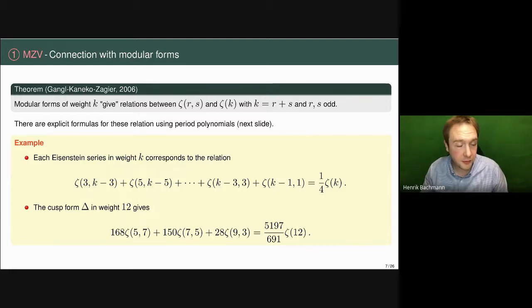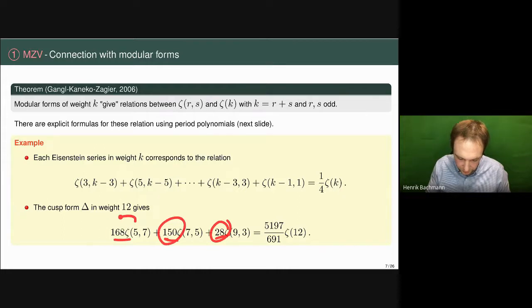And then the first non-trivial cusp form we have is in weight 12. By modular form here, I always mean modular forms for the full modular group. So the Ramanujan delta function in weight 12, for example, gives this relation. Here I have double zetas where the entries are odd, and they are again a multiple of ζ(12). In weight 12, this is the first time where this happens. So in weight 10, I don't have an interesting relation between odd zetas, except for this one here.